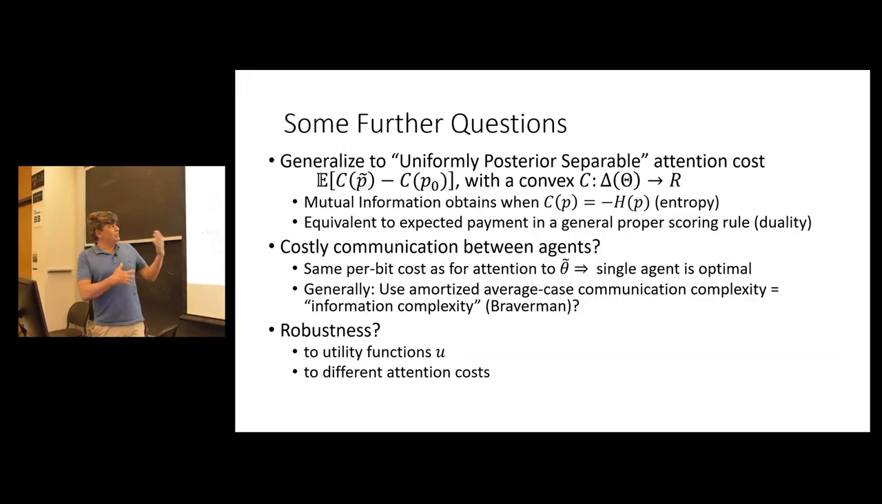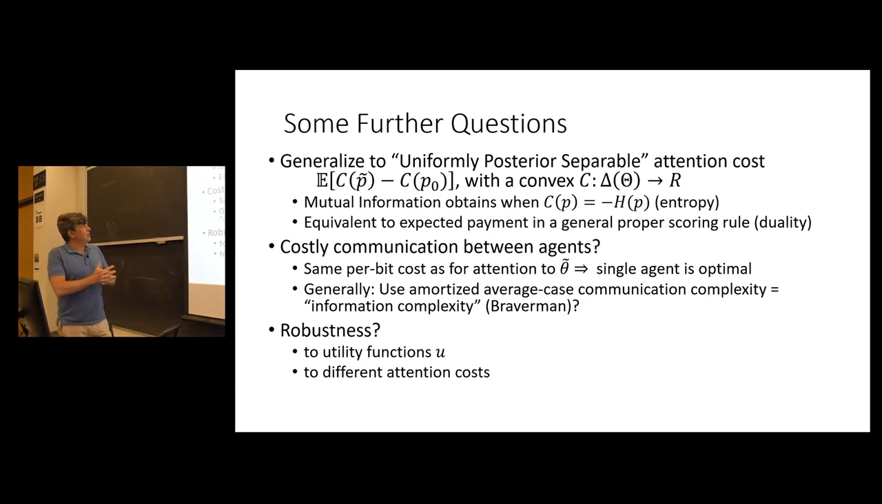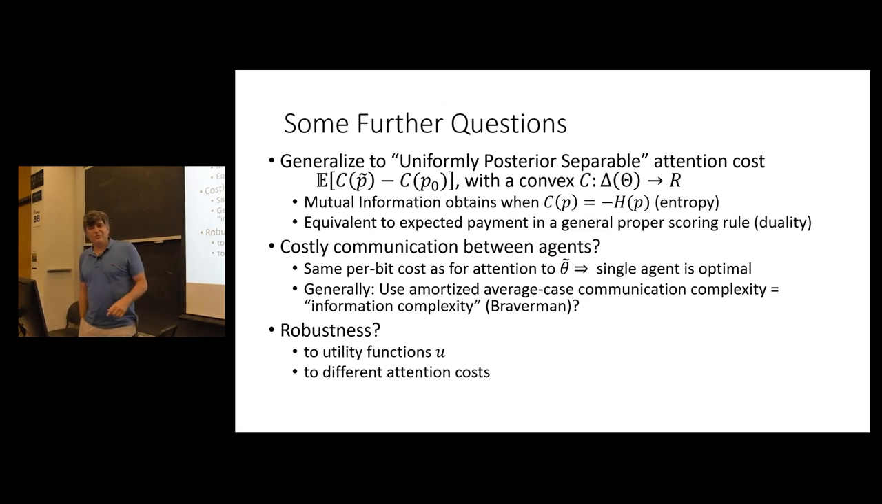I mean, we can do some generalizations. It turns out we can generalize to other kinds of costs called uniformly posterior separable costs, which cover mutual information as a special case. And these costs, it's interesting, turn out to be equivalent to more general proper scoring rules. So you can basically interpret market scoring rules as a kind of dual, as a way to compensate for some kind of information acquisition cost of this class. Okay, and you can maybe then see what's optimal.